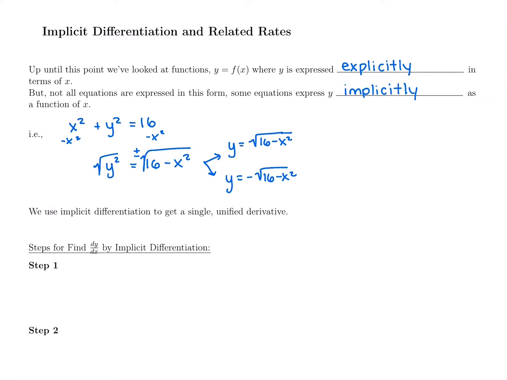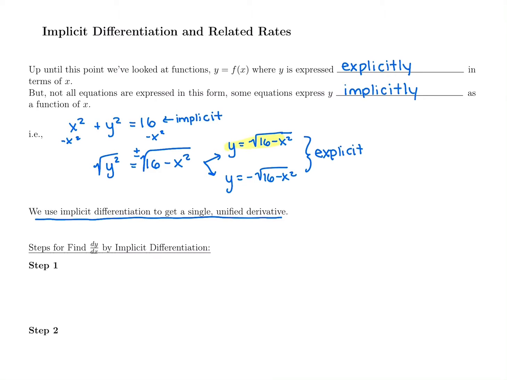Instead of solving for y every time, we're just going to take the derivative of this implicit equation. So this equation is called implicit. It has x's and y's mixed up together, versus these, which are explicit: y is explicitly in terms of x. And we are going to do some implicit differentiation to get a single unified derivative. Instead of having to take the derivative twice, once of the positive root and once of the negative root, we can just look at this original function here and take the derivative of that.